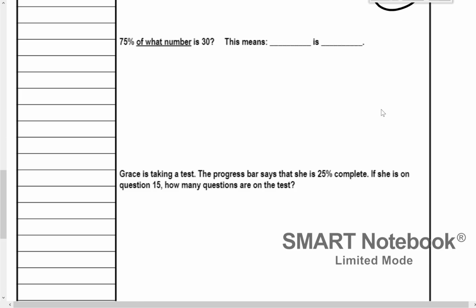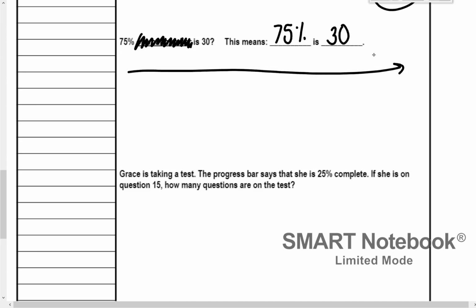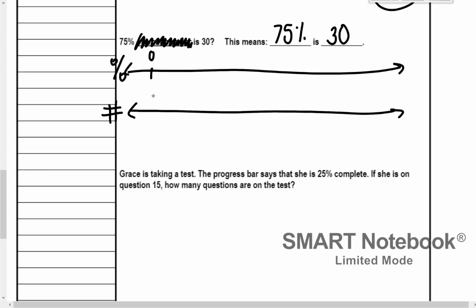All right. So here we have 75% of what number is 30. We're going to take out that "of what number" so we can get that information. 75% is 30. Then we're going to draw our 2 lines. We have percent on the top, number on the bottom, starting at 0, ending at 100, and that's going to be our answer for this kind of problem.